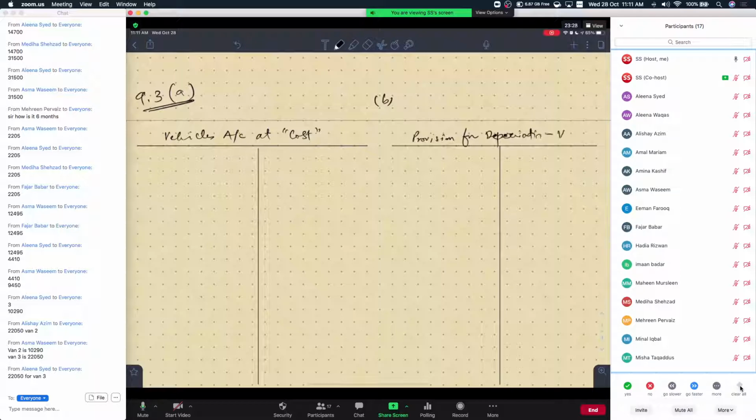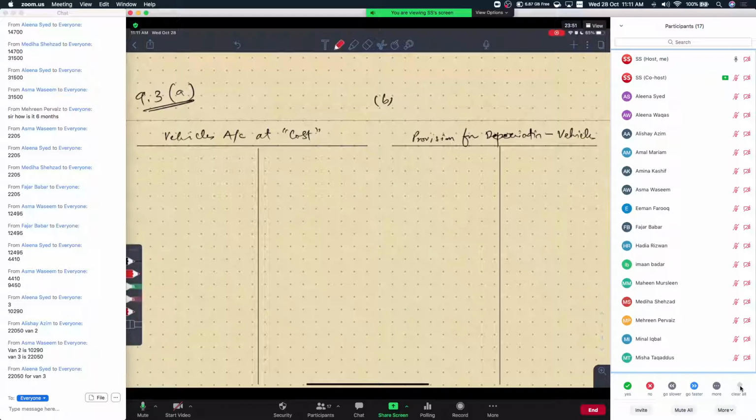And every non-current asset will have its own separate provision for depreciation account. So we'll have vehicles account at cost, and we'll have a provision for depreciation account for vehicles separately. Same goes with furniture and fixtures, and whatever your premises and all non-current assets are. So before we begin, I just want you to recall everything from yesterday.